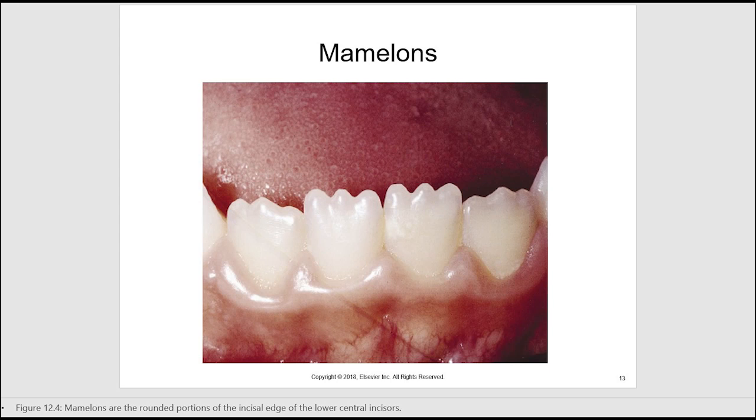They are present on newly erupted permanent central incisors. So on your adult teeth, when they newly erupt, usually this tooth erupts around the age of 6 years old. And as you get older, they start to wear away.